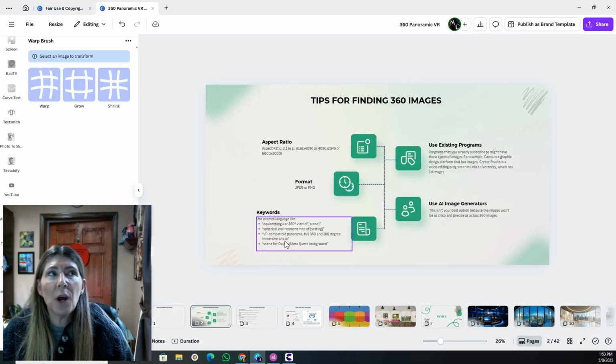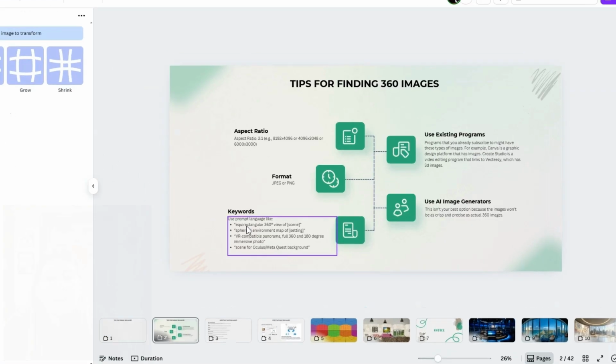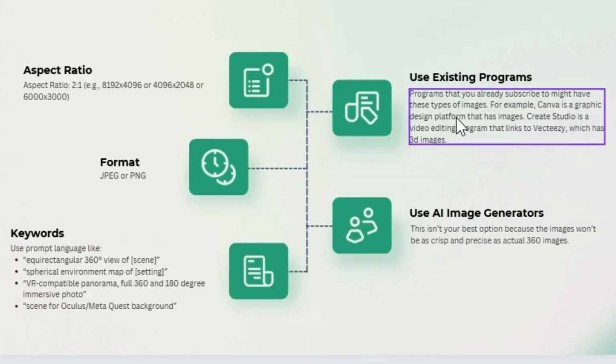If you're going to try to search for these or generate them with AI generators, which doesn't work very good, these are your keywords to use: Equirectangular 360, spherical environment map, VR compatible panorama, full 360, scene for Oculus, Meta, Quest, background. Those would be your keywords.